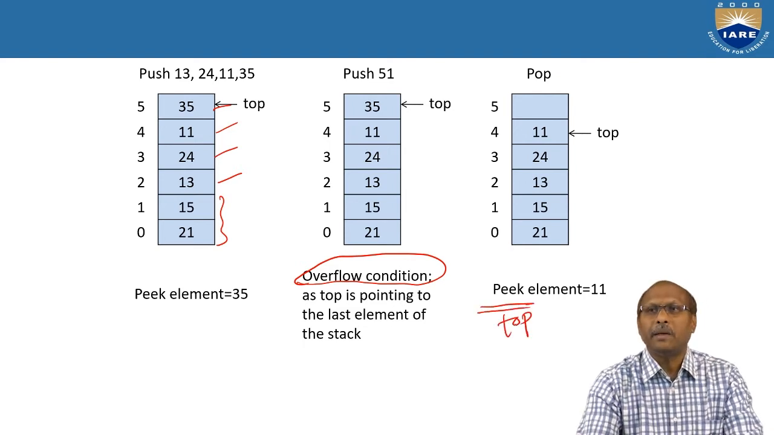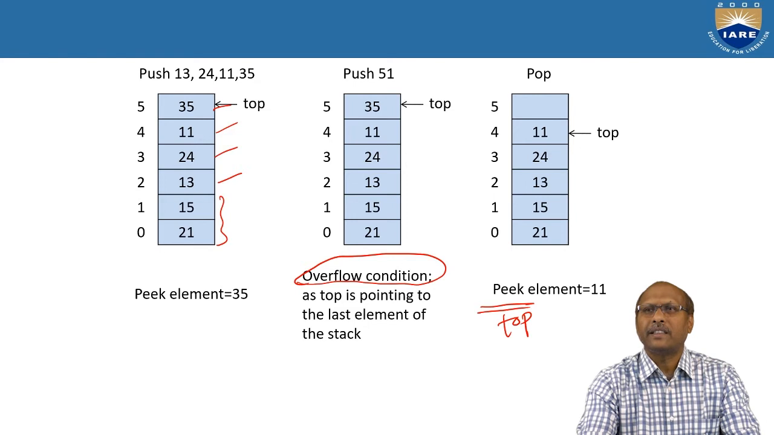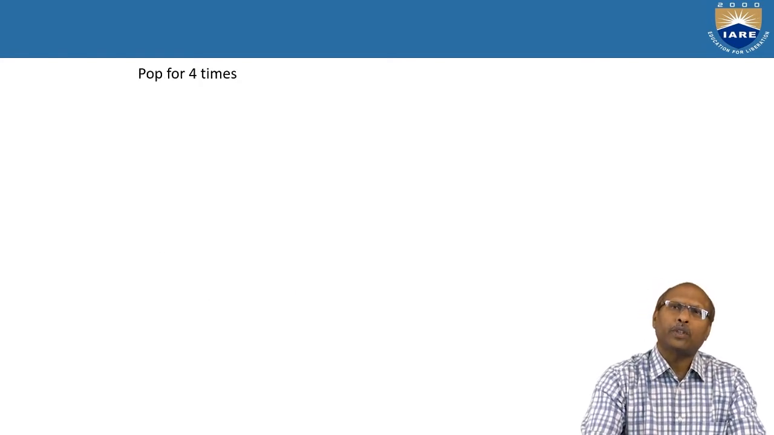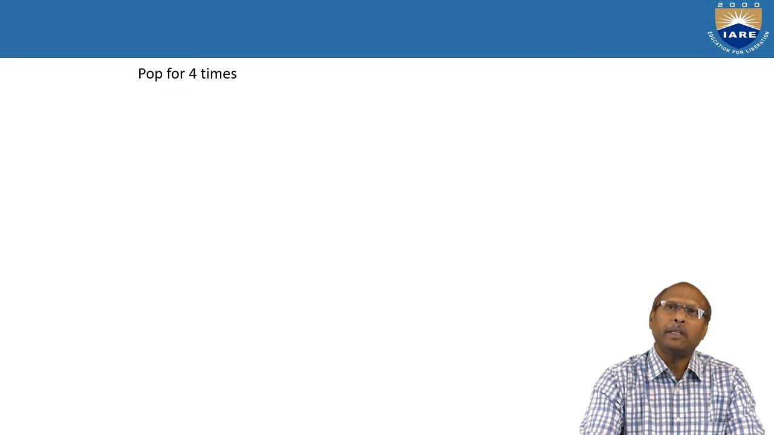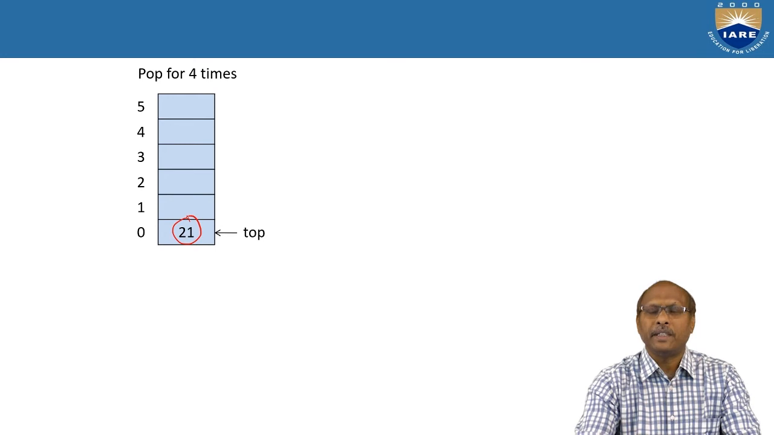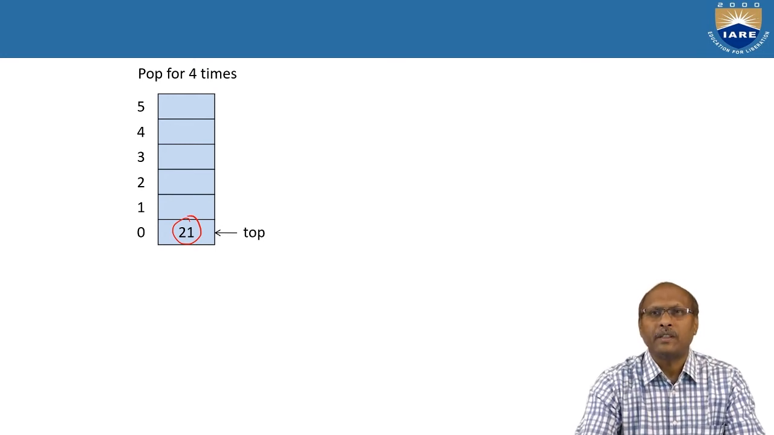The top element is 11. Wherever top is pointing, that element is called the peak element. Similarly, now you have to pop 4 times. Already one element has popped out, with 4 elements remaining. If you pop them out, finally only 21 is remaining. So top is available at the 0th position.